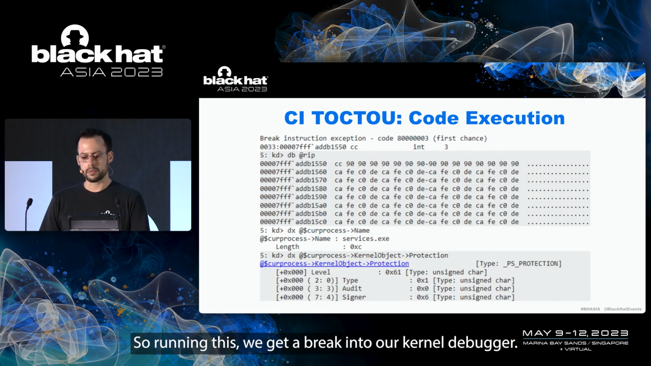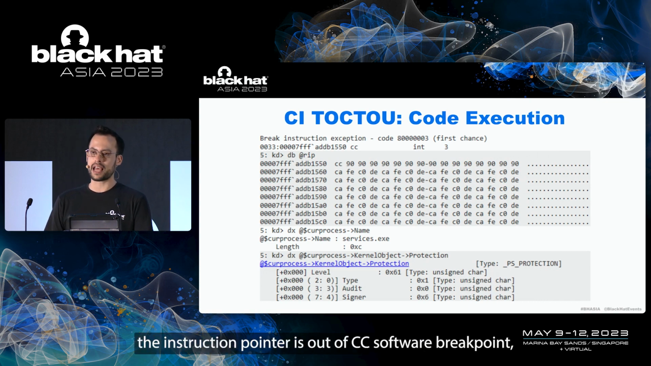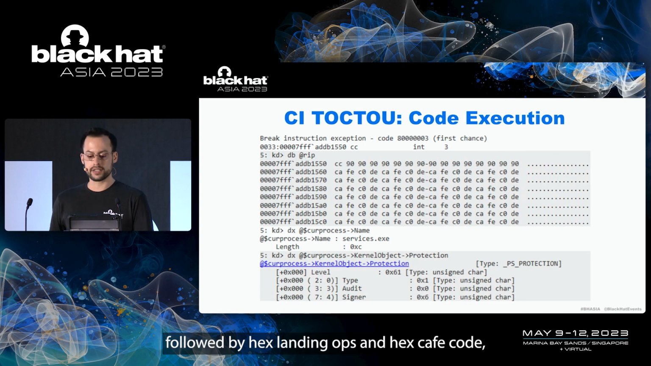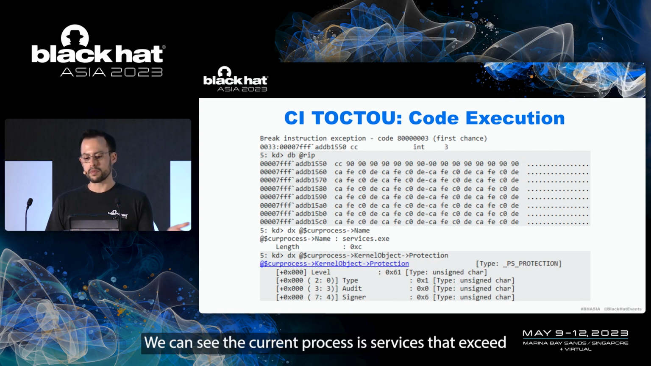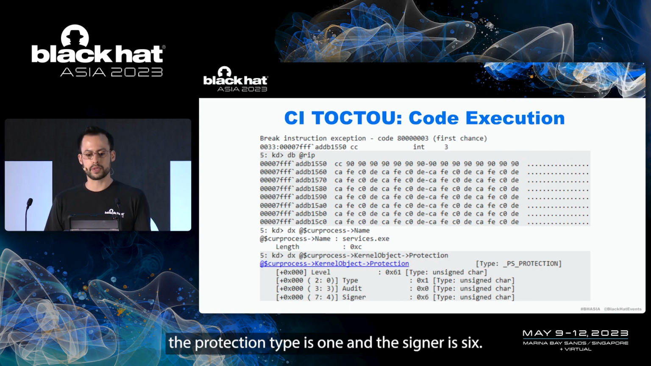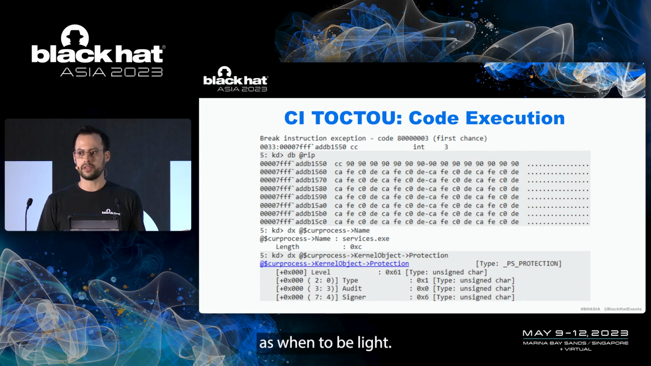So running this, we get a break into our kernel debugger. The instruction pointer is at a CC software breakpoint, followed by hex 90 nops and hex cafecode, which matches our payload. We can see the current process is services.exe, the protection type is 1, and the signer is 6. We just successfully achieved code execution as WinTCB Lite.